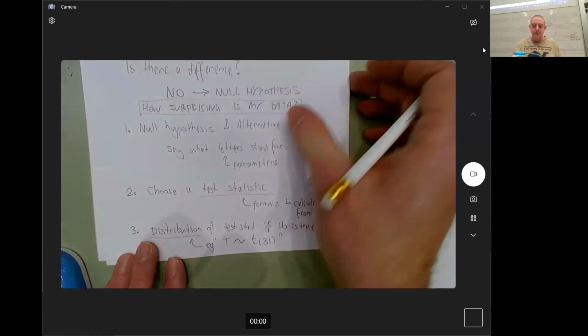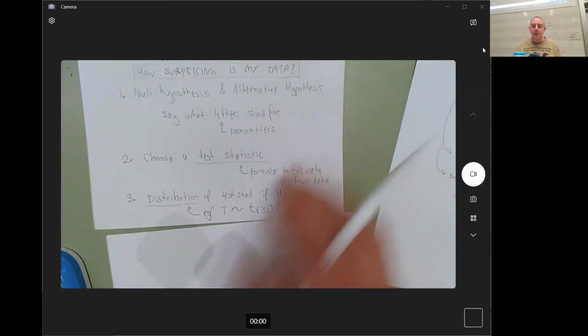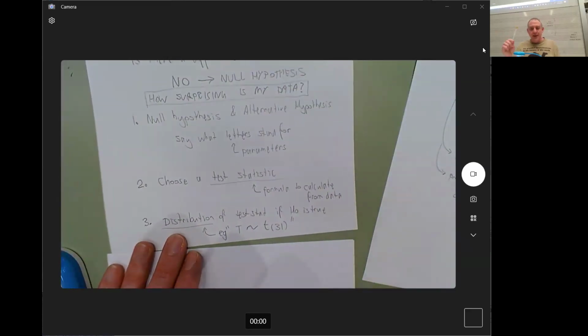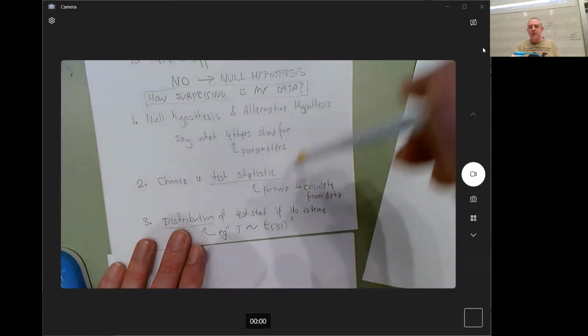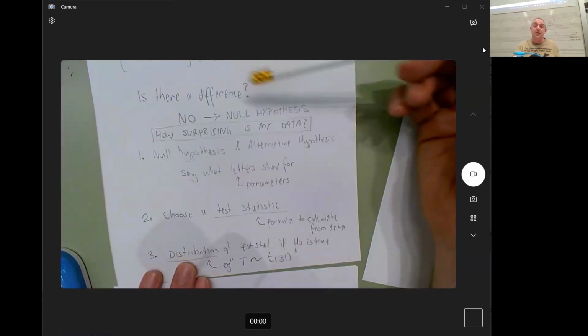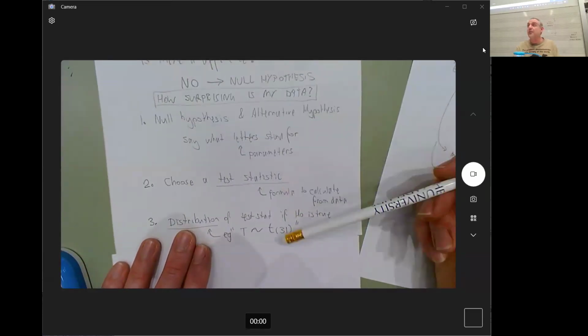Okay. How are we feeling? I'll go through all the examples, but I just want to be sure that this is the process. And here's the thing. Different situations with the way your data is structured and the kind of question that you're asking will dictate different test statistics and therefore different distributions.